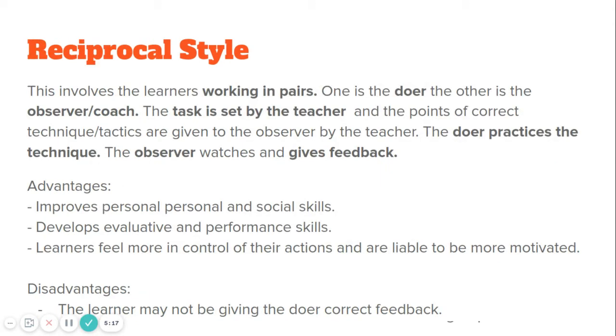Then we have the reciprocal style. This involves the learner working in pairs. One is the doer, the other is the observer or the coach. The task is set out by the teacher, and the points of the correct technique or tactics are given to the observer by the teacher. The doer then goes away and practices, the observer watches and then gives feedback.